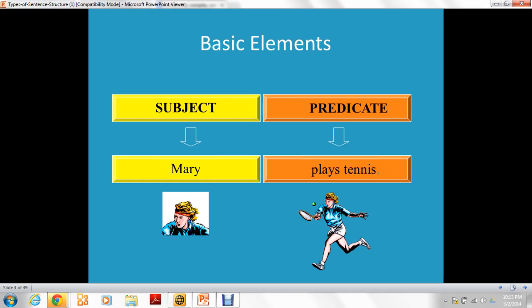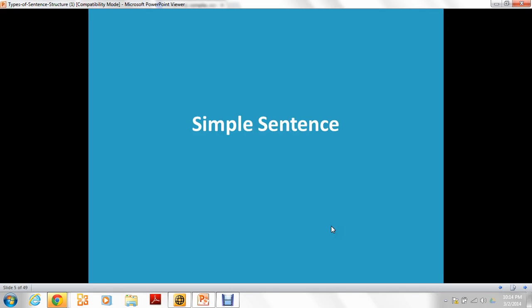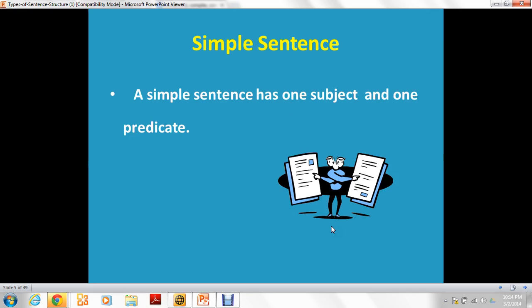Example, Mary plays tennis. The subject, of course, is Mary, and the predicate is plays tennis. Simple sentence. A simple sentence has one subject and one predicate. One subject, one predicate. That's a simple sentence. Please write that down. You will need to know that for your test. One subject, one predicate.